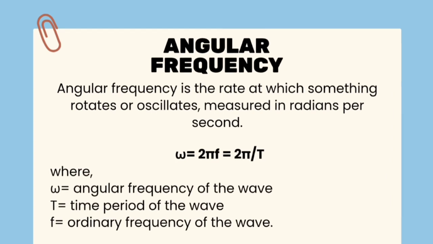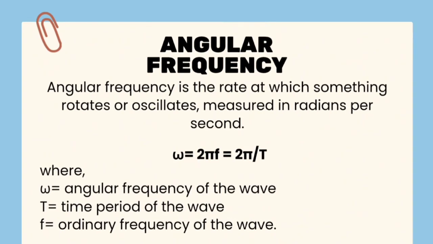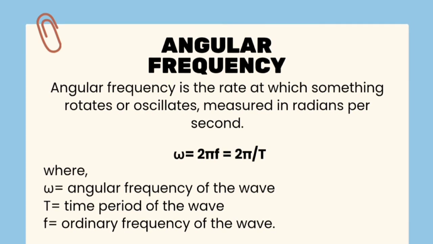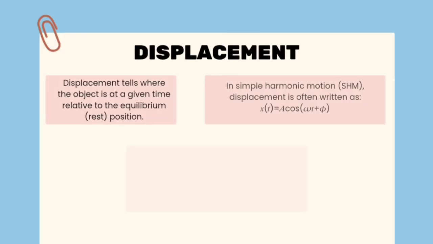Now, let's talk about angular frequency. Angular frequency is the rate at which something rotates or oscillates, measured in radians per second. It's just another way to describe how fast something is oscillating. It's related to both frequency and period by using these equations, where W is the angular frequency of the wave, T is time or period of the wave, and F is the ordinary frequency of the wave.